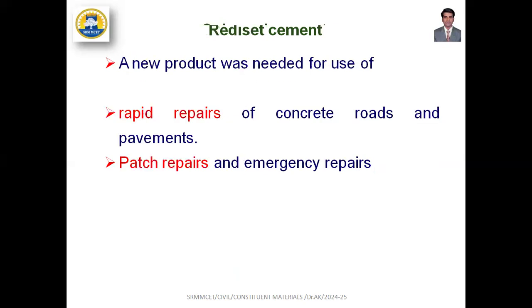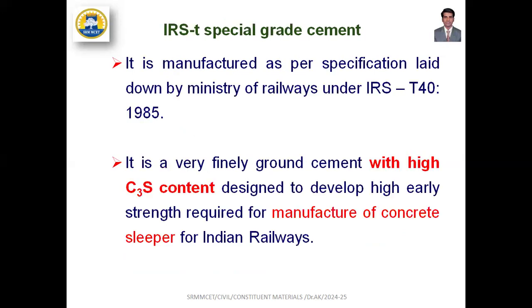The next one is ready set cement. Normally this ready set cement is used for repair works as well as patch repairs. The last one is IRST special grade cement. This type of cement is normally used in railway sleeper works. It is obtained by adding high C3S content.